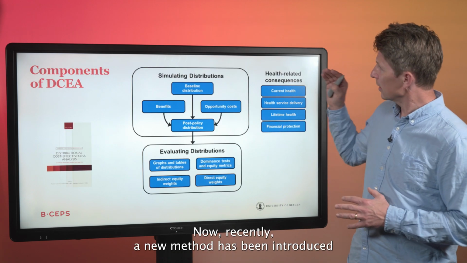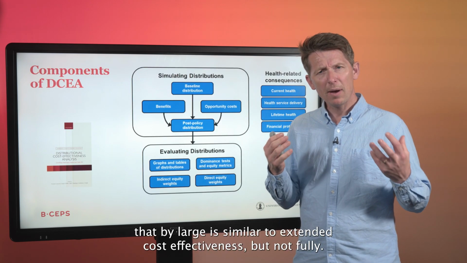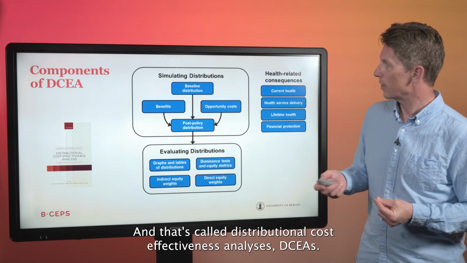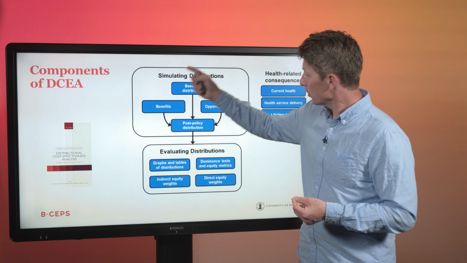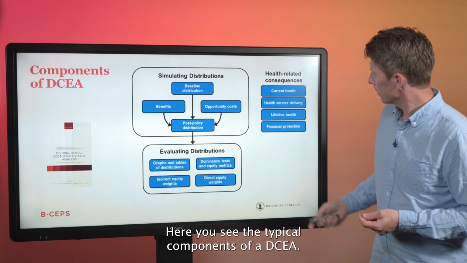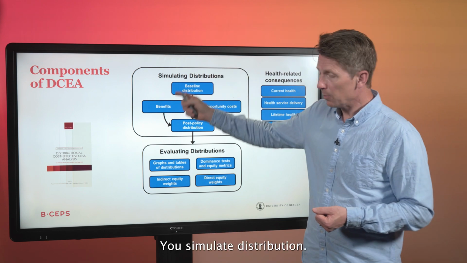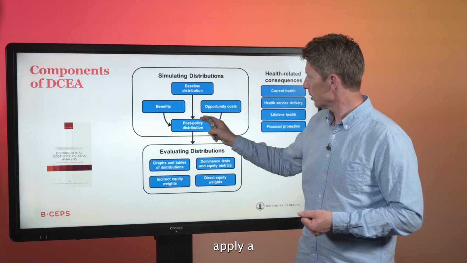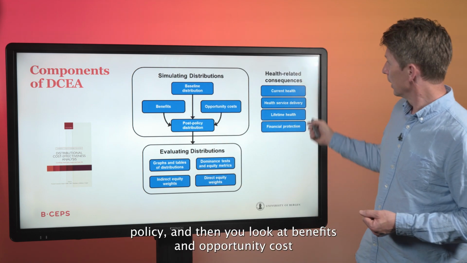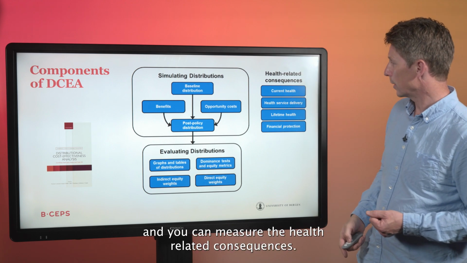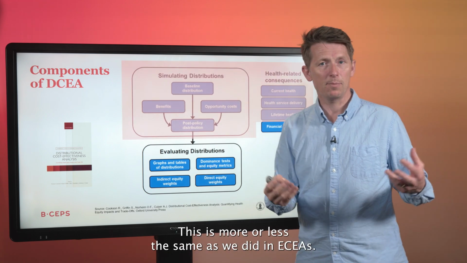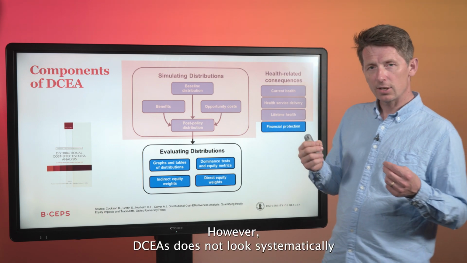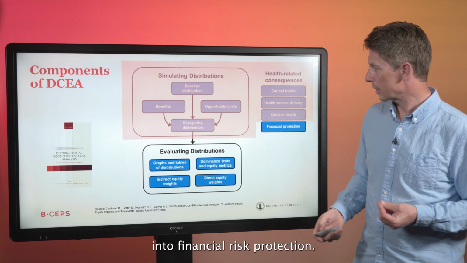Now, recently a new method has been introduced that by large is similar to extended cost-effectiveness, but not fully. And that's called distributional cost-effectiveness analysis, DCEA. Here you see the typical components of a DCEA. You simulate distribution, you look at the baseline distribution, you apply a policy, and then you look at benefits and opportunity cost. And you can measure the health-related consequences. So far so good. This is more or less the same as we did in ECEAs. However, DCEA does not look systematically into financial risk protection.